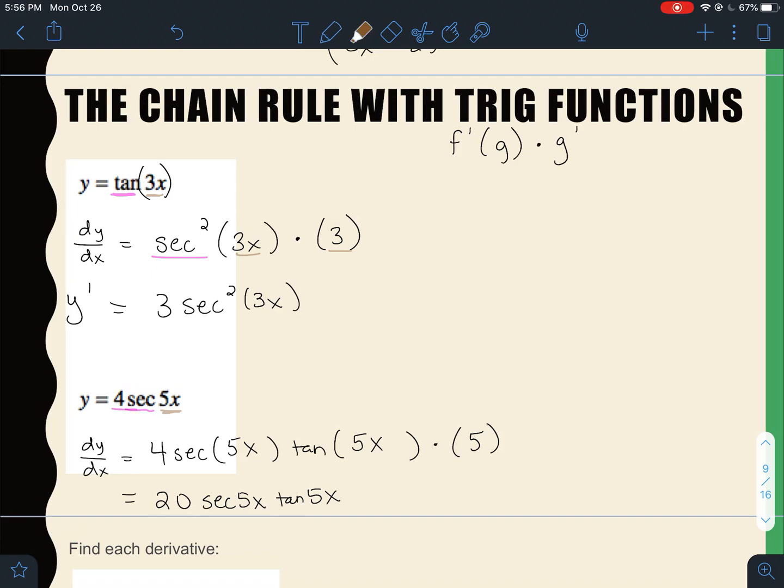And if I wrote this, I would have 20 secant 5x tangent 5x. So again, you can think of this as 4 times secant 5x. So that 4 can just be pulled to the front, take the derivative, and then after you're done taking the derivative, multiply by 4.